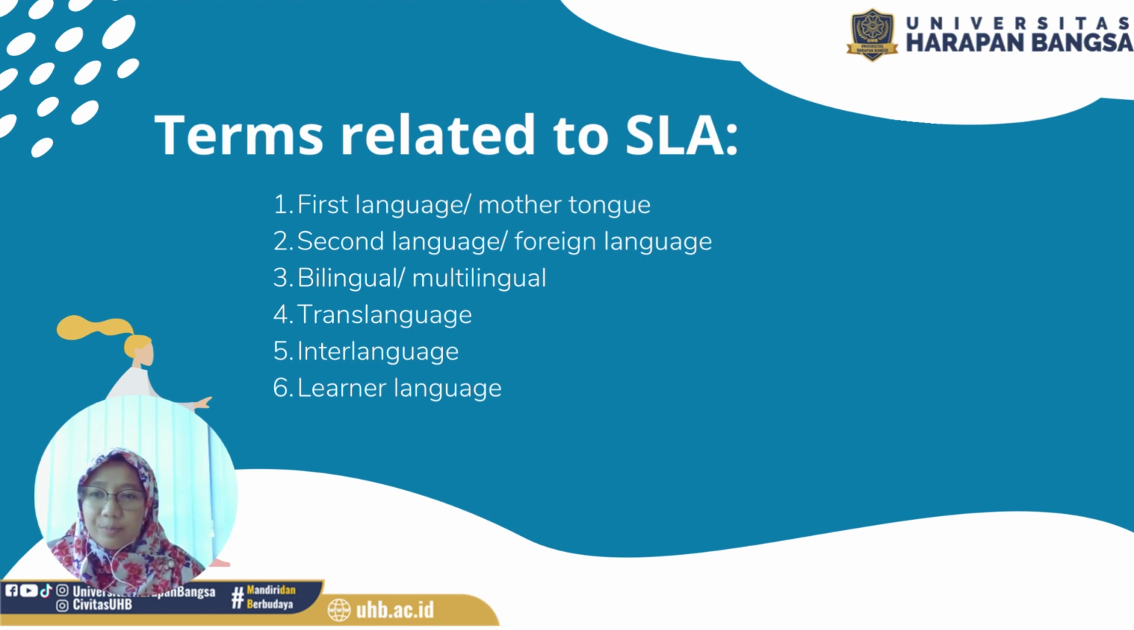Okay, the next term, bilingual and multilingual. Bilingualism and multilingualism are also terms that refer to the ability to speak more than one language, and they are sometimes used interchangeably, but they have slightly different meanings. Bilingualism refers to the ability to speak two languages fluently. This can include people who have learned a second language later in life or those who grew up speaking two languages at home. That's bilingual.